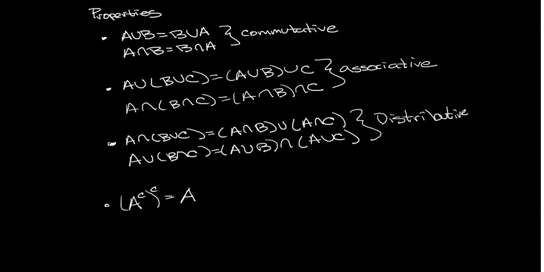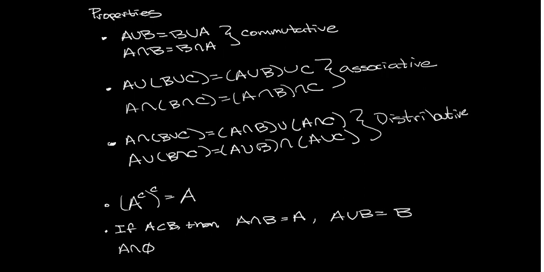Now if A is a subset of B, then we have the following: A intersection with B is going to be A, A union B is B, A intersection with the empty set is the empty set, and A union empty set is A.